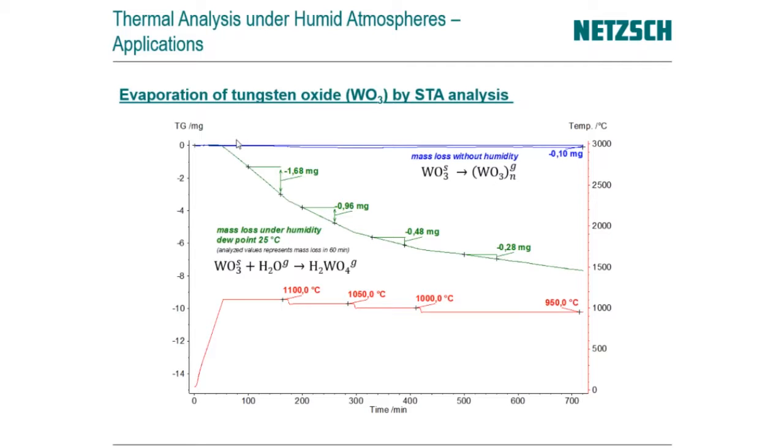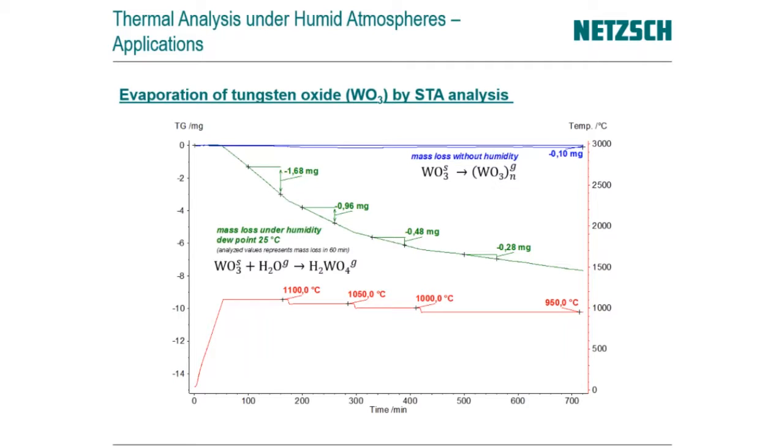So then we come to a final example for this webinar. It's the evaporation of tungsten oxide. This is the first example which is not showing physical interaction, as all the other before were just water absorption examples. In this case we are now at the second interaction possibility, the chemical ones. You have here two comparison curves. The blue one is the mass curve measured without humidity applied to the sample, and the green one is with applied humidity of a dew point of 25 degrees C.